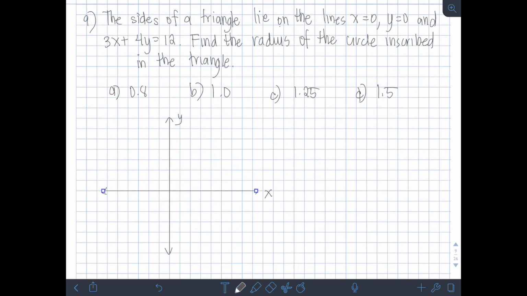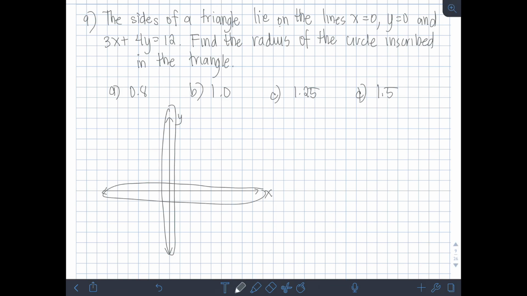Okay? Next, we have the sides of a triangle lie on the lines x is equal to 0, y is equal to 0, and 3x plus 4y equals 12. Find the radius of the circle inscribed in the triangle. Okay, so let's plot the lines first. So, the line x is equal to 0, what is that? Y-axis. Right? So, this is it. Then, y is equal to 0, what is that? X-axis. So, this is it. Okay?